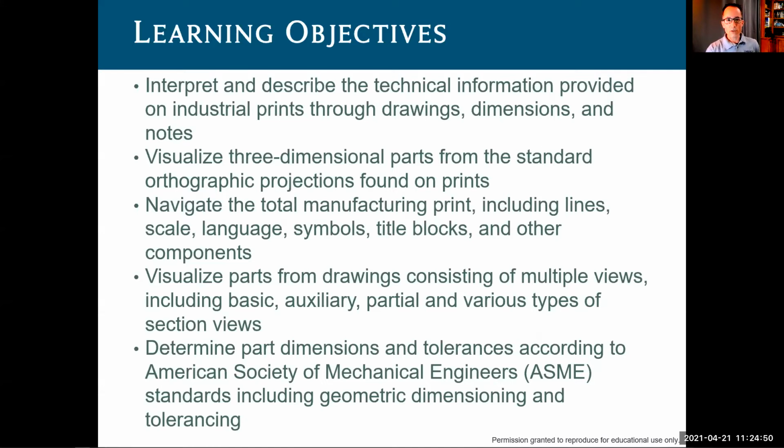From this, we'll begin to understand the dimensions and the tolerances that are found on the print and feel comfortable interpreting them properly according to recognized industry standards. And this includes geometric dimensioning and tolerancing. This will enable us to calculate minimum and maximum allowable dimensions for measurements of the part.